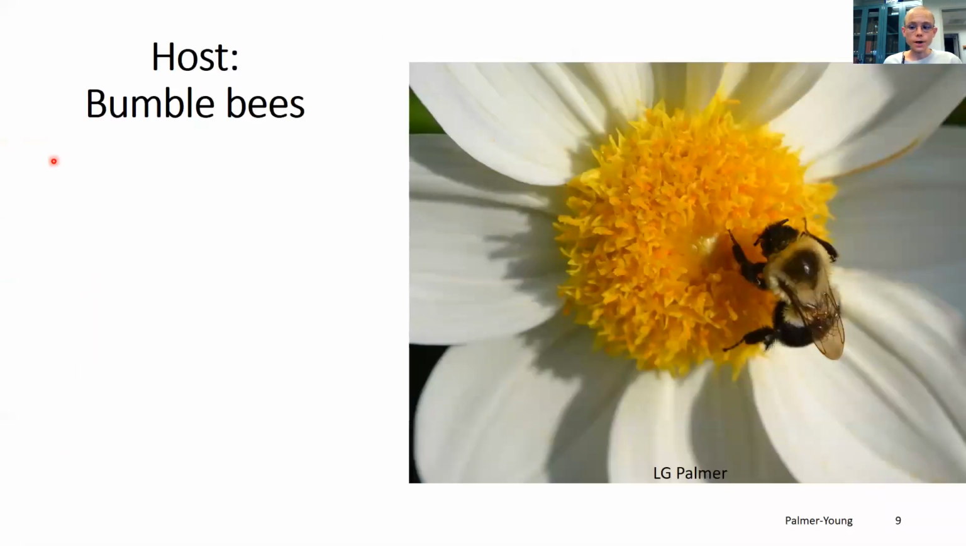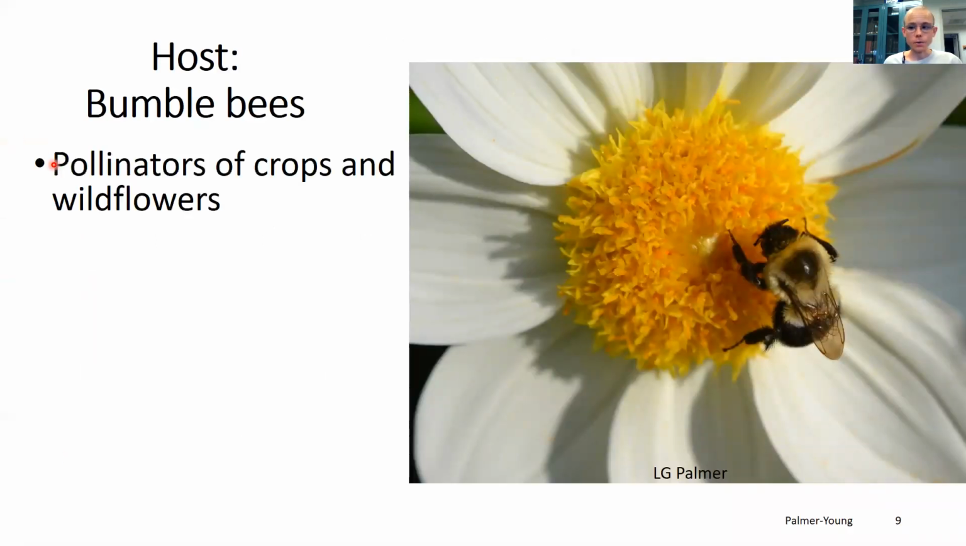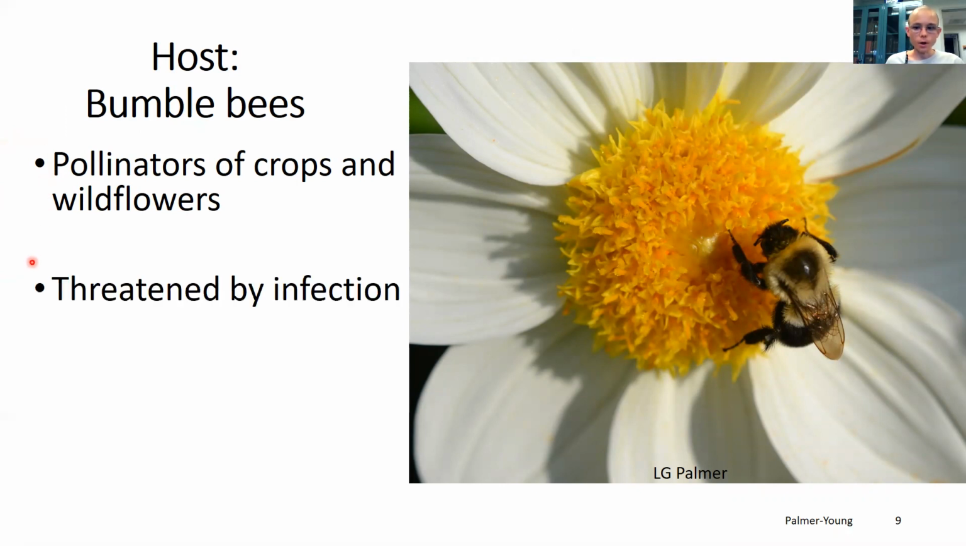I'll be focusing on interactions between parasites and symbionts of bumblebees, which are important pollinators of crops and wildflowers, especially under colder conditions in which smaller bees are unable to fly. However, some species of bumblebees are threatened or in decline in the Americas, Europe, and Asia. Infectious diseases may be contributing to these declines.